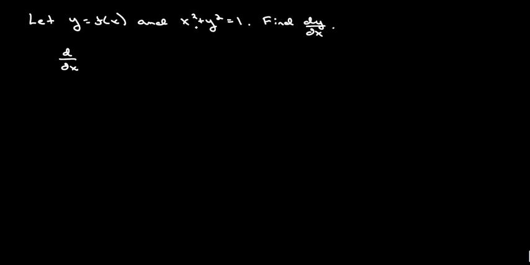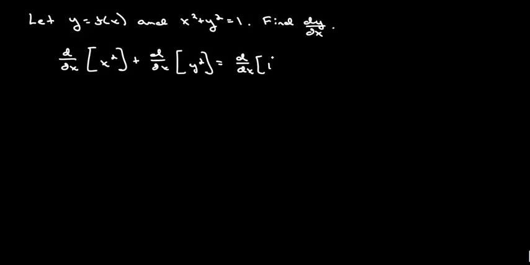Just like this. Take d dx of x squared and add it to d dx of y squared. And that's going to be equal to d dx of 1. Well, d dx of 1 is 0. d dx of x squared is 2x. This is the guy right here that's complicated, because y is a function of x, and we're taking the derivative with respect to x, so we need to use the chain rule.